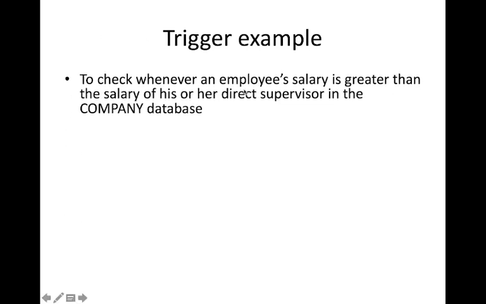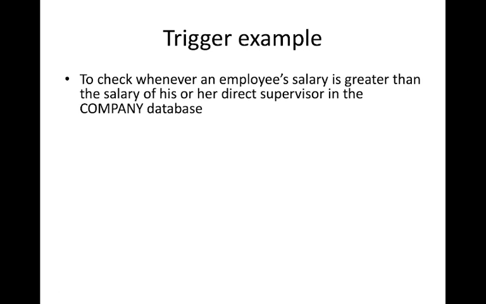So, to check whenever an employee's salary is greater than the salary of his or her direct supervisor in the company database. This triggering happens only when we are inserting or updating. When we insert a new employee record, or when we change the employee salary, or when we change an employee's supervisor, this kind of error can occur. That is, an employee's salary might be greater than the salary of his supervisor. That should not be permitted. The supervisor's salary should be more than his subordinates'.